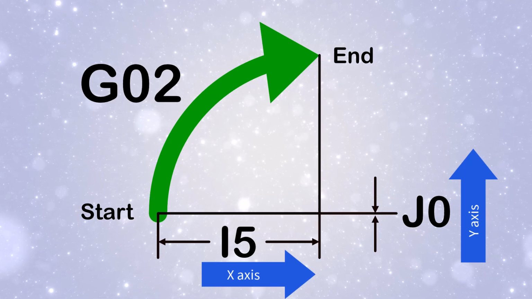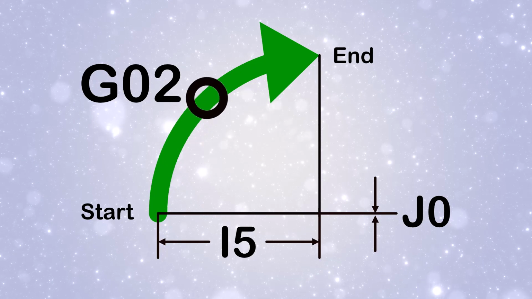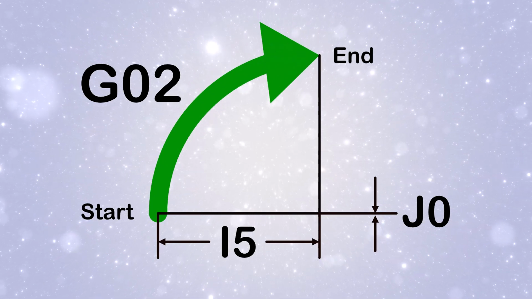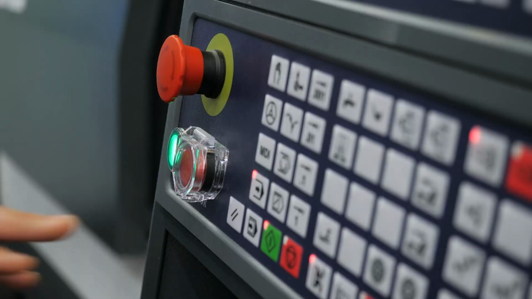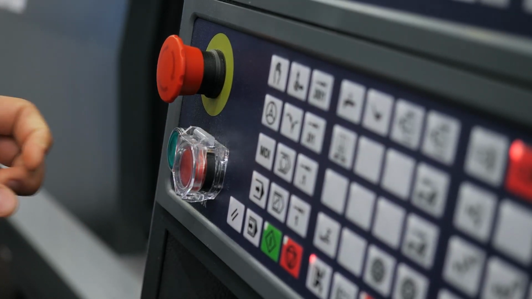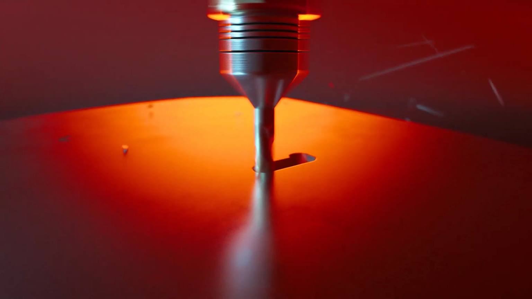Remember, with G02, the machine will move in a clockwise direction, and with G03, it will move counterclockwise. The start point is always the current position of the tool. It's crucial to choose the right G-code for the direction you want the machine to move in, or else your tool might take a much longer path than intended, or even worse, cut into your material where it shouldn't.